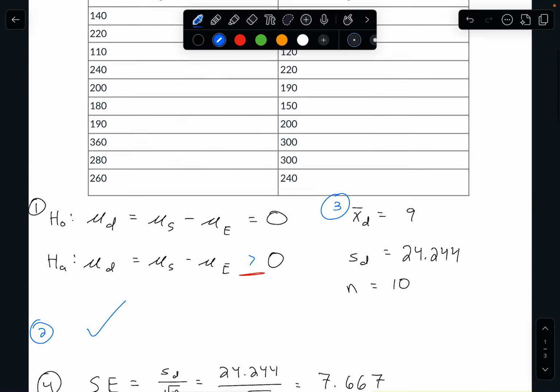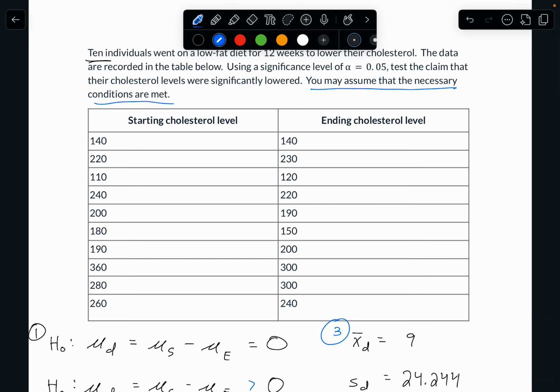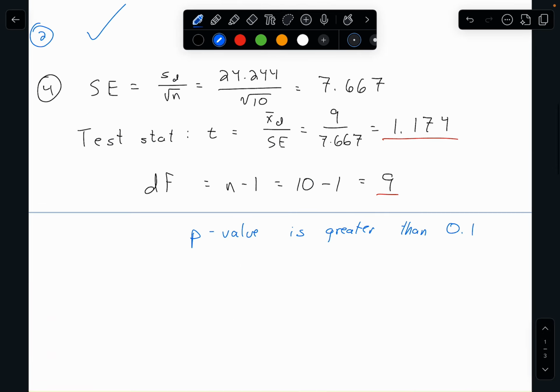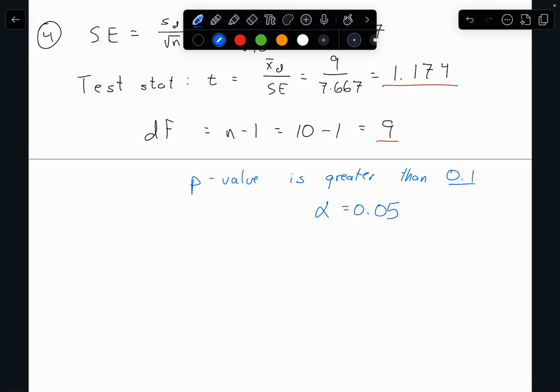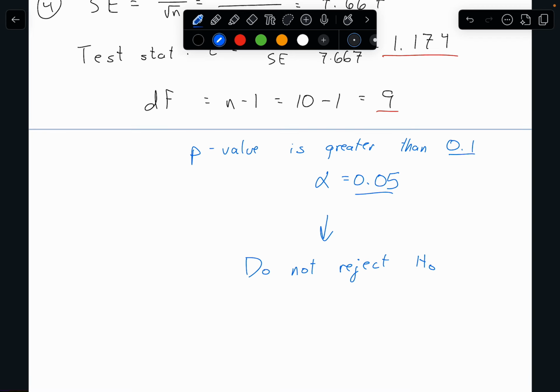So we said our alpha that we were using was 0.05, the usual value. So the alpha is 0.05. So as always, we're going to ask, is the p-value less than alpha? In this case, because it's greater than 0.1, which is greater than 0.05, that means that no, it is not less than alpha. So that means because it is not less than alpha, we do not reject the null hypothesis H0, which means that there is not enough evidence to support the alternative hypothesis.